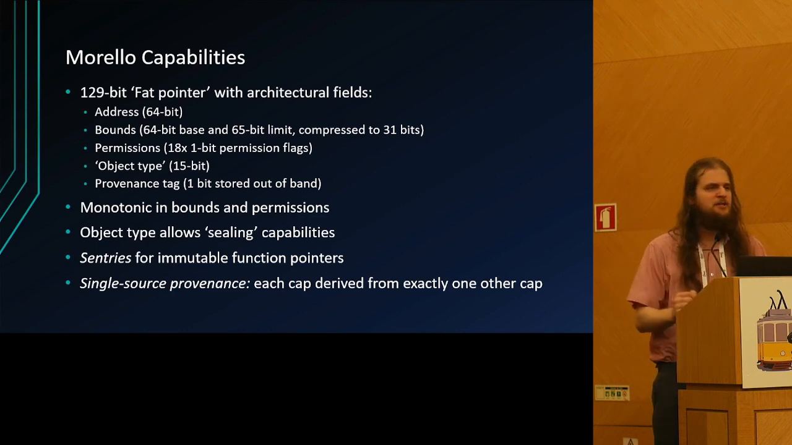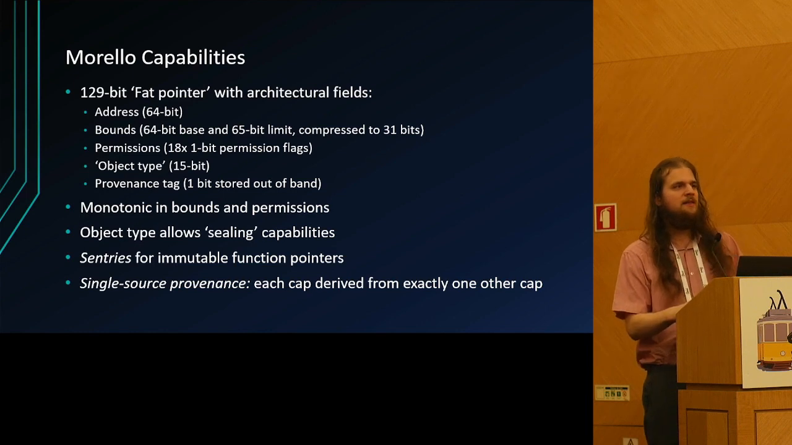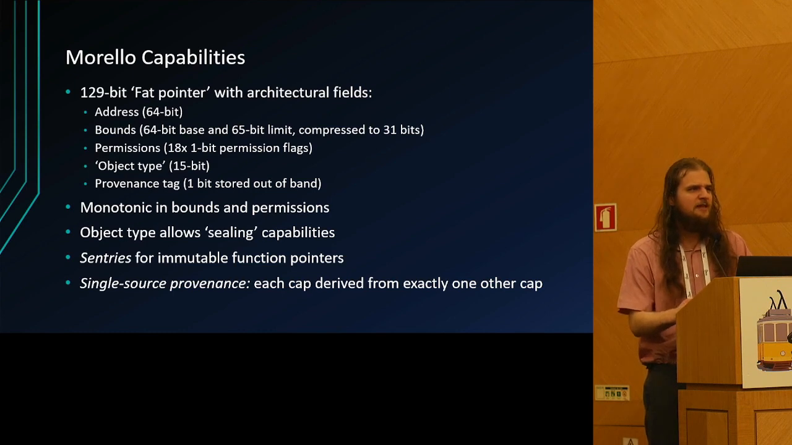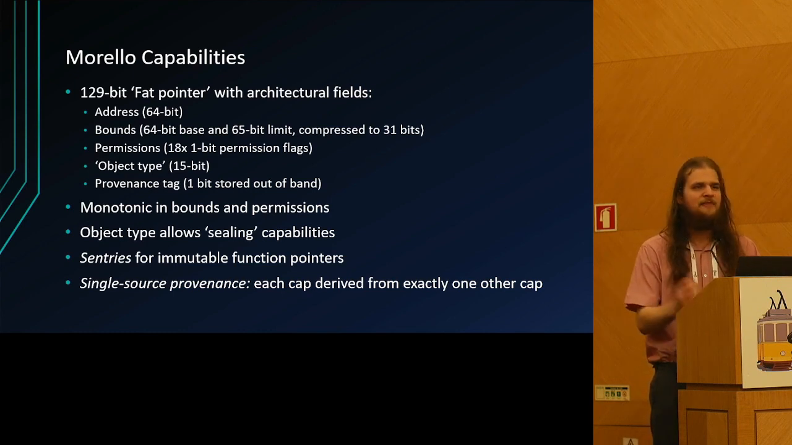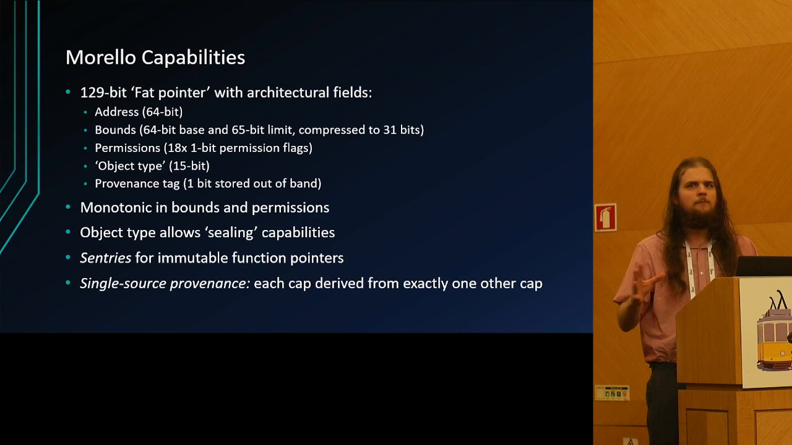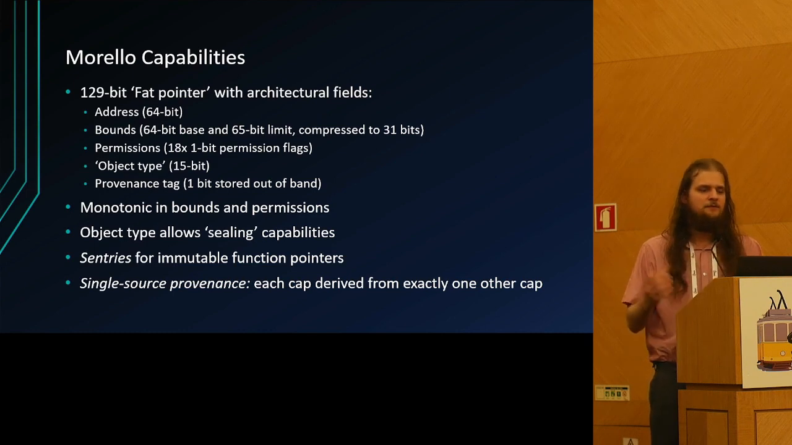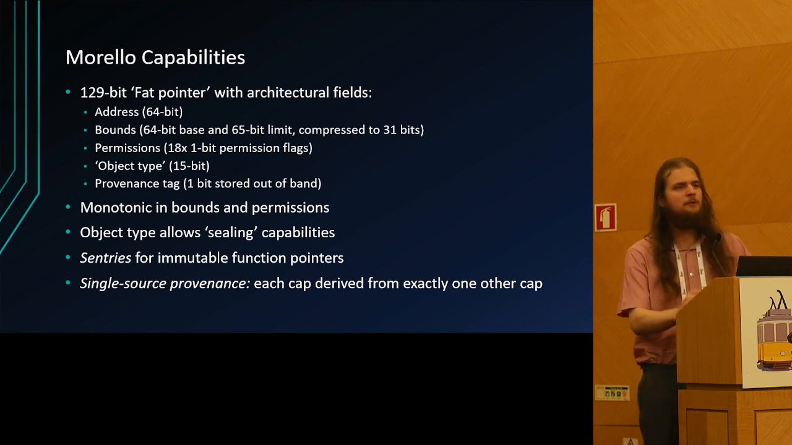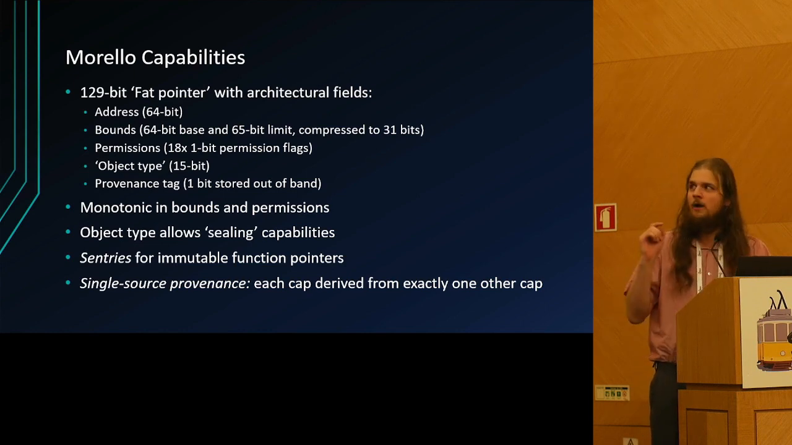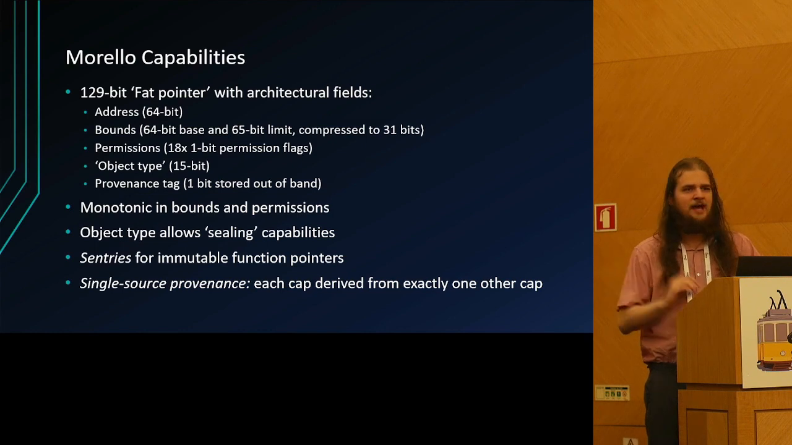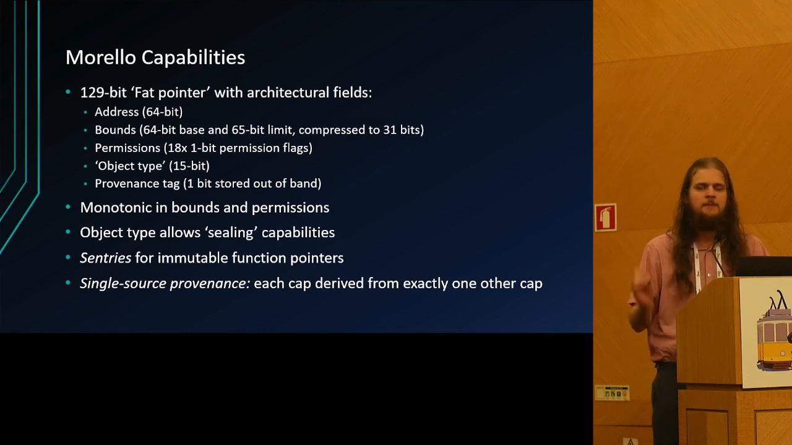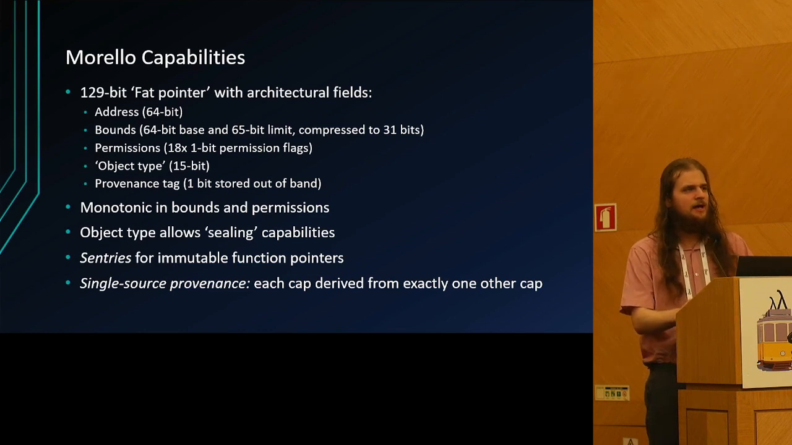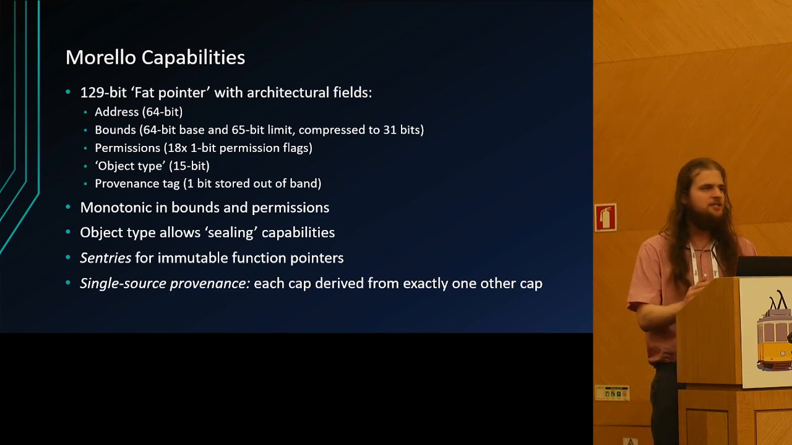You also have permissions, so you can mark a certain capability as read-only, for instance. You've got an object type field that allows you to seal capabilities to prevent them from being directly used, but then unseal them later if you have adequate privileges. You've also got a provenance tag, and this might be the most important bit. This is 1 bit stored out of band, so you can't access it directly in memory, and it tracks whether a particular memory region contains an actual valid capability or just a sequence of bytes.